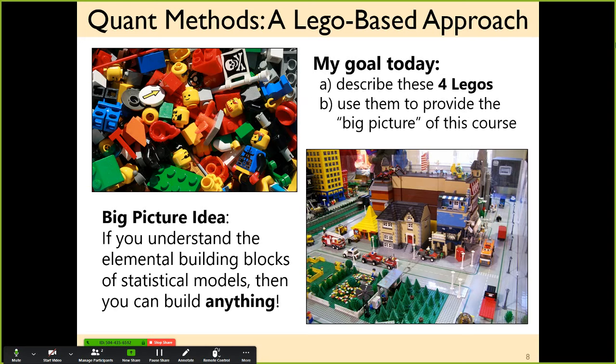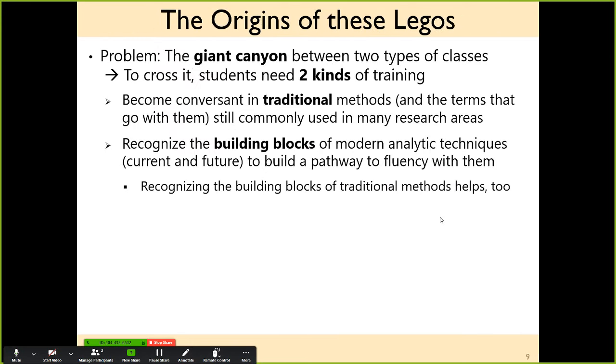It boils down to Legos. Legos, children's blocks. If you understand the elemental building blocks of statistical models, then you can build anything. That's the premise. So I want to describe to you what the 4 blocks are that you need to do probably 99% of all statistical models and how those things are going to be approached in this course. Because we're going to start here with a mess. We're going to get over here to something pretty cool.